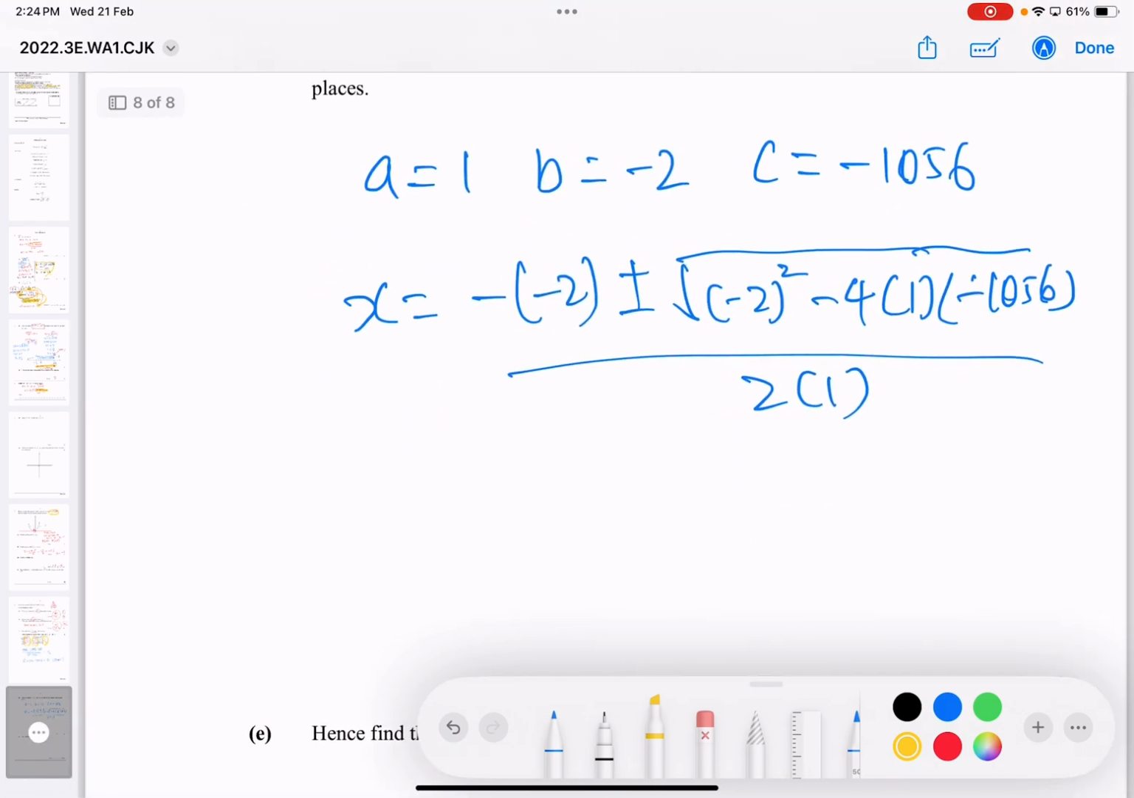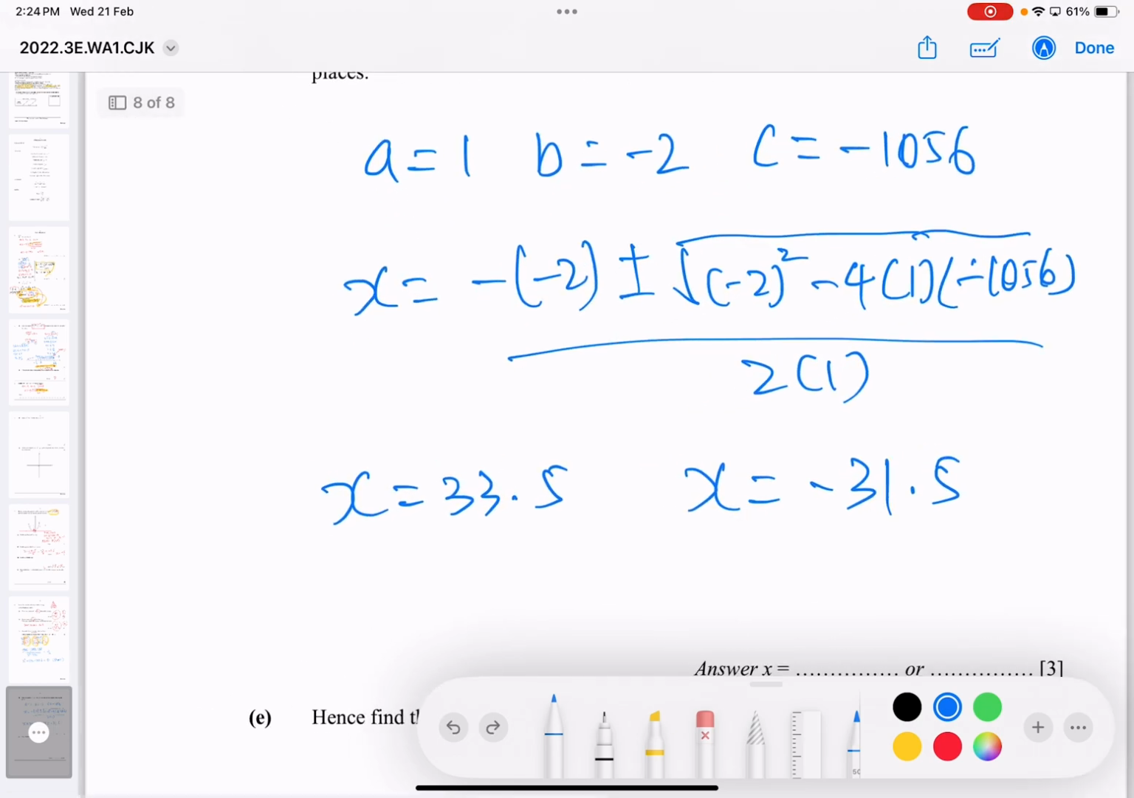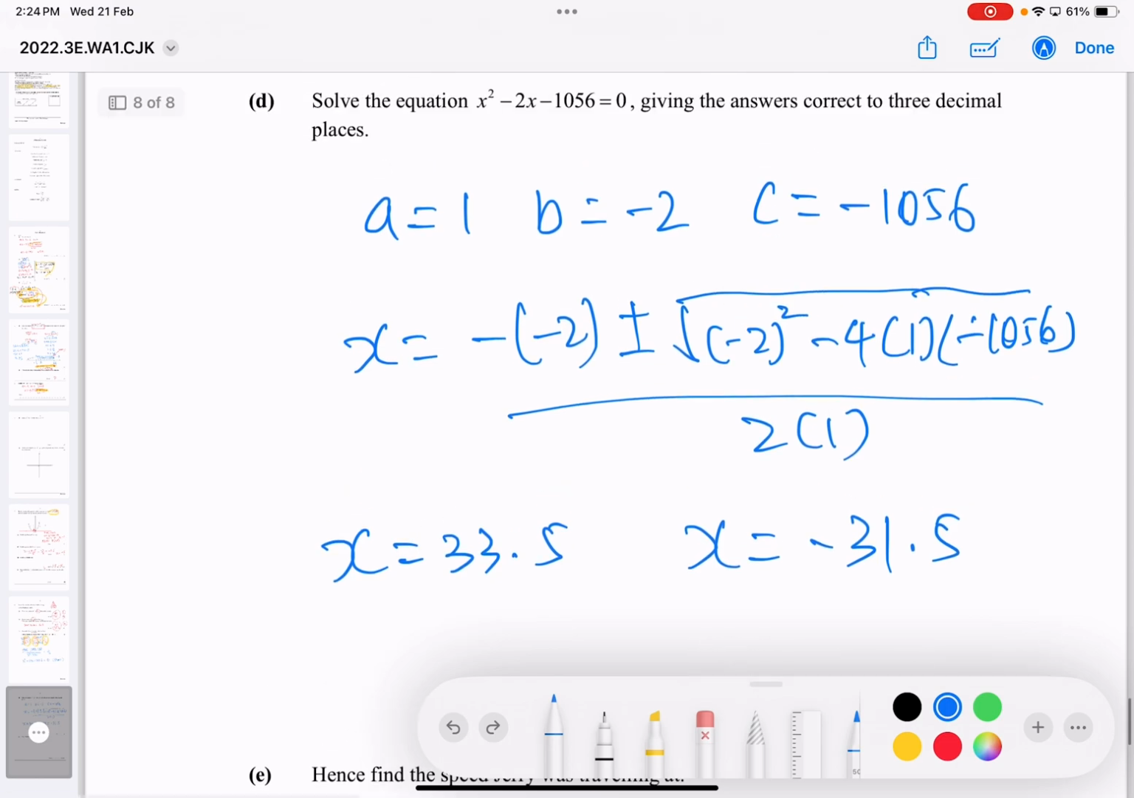So here, just use your calculator. Your A is 1, your B is negative 2, your C is negative 1056. So you will get two answers for x: 33.5, leave to 3 significant figures, or x is negative 31.5, leave to 3 significant figures. You have two answers.